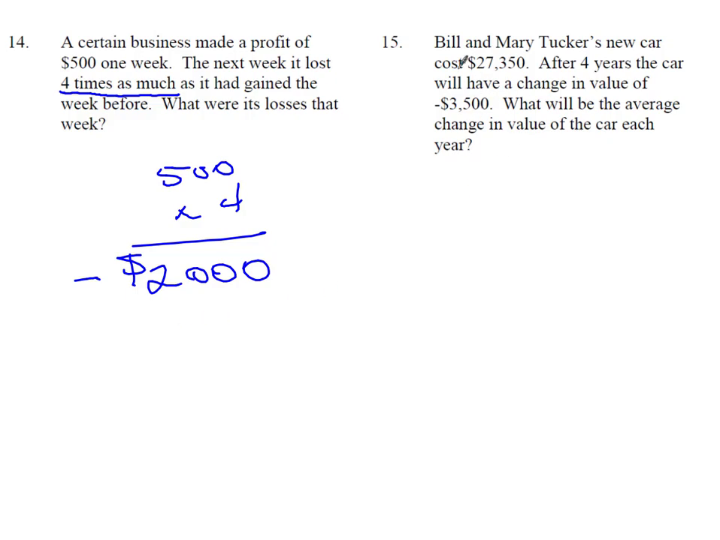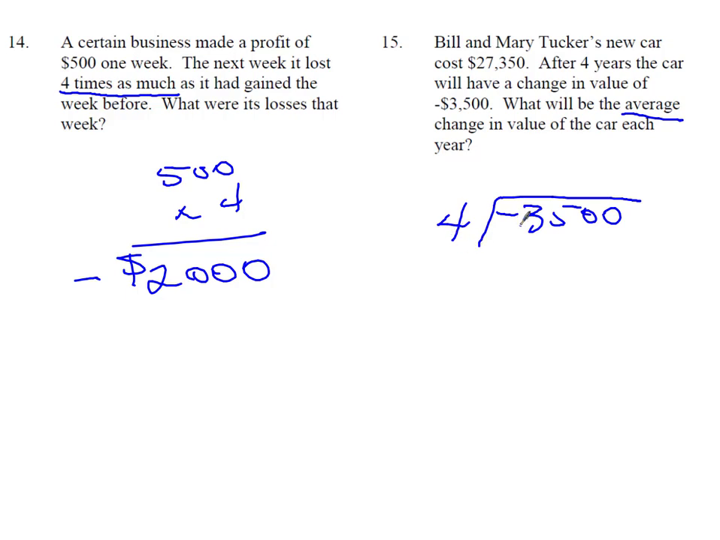Number 15. Bill and Mary Tucker's new car cost $27,350. After 4 years, the car will have a change in value of negative $3,500. What will be the average change in value for the car each year? Well, average refers to division. So we're going to take the amount of change that we had, which is negative $3,500, and divide it by the number of years, which is 4. So we're going to divide 3,500 by 4.